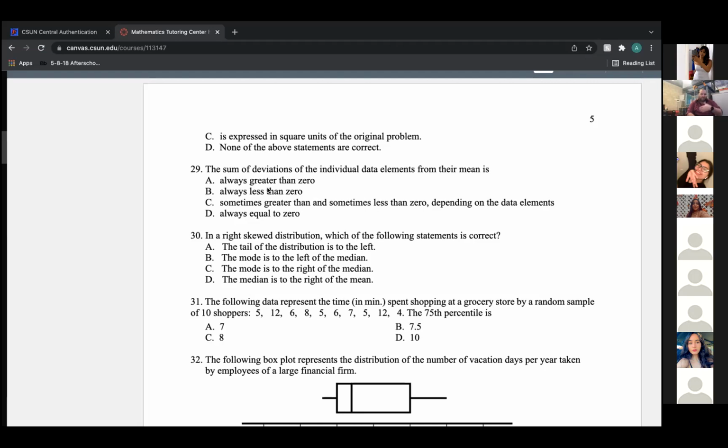The mode is to the right. Well, that will be exactly the opposite, and so that's wrong. And D, the median is to the right of the mean. No, the mean is pulled more than the median. So the answer was B.